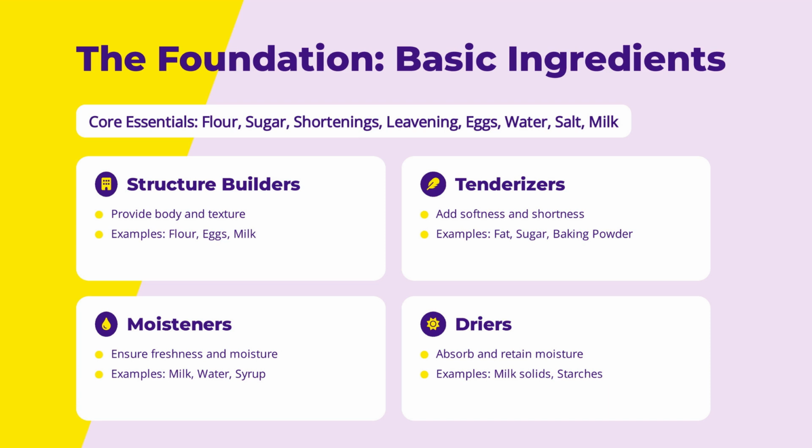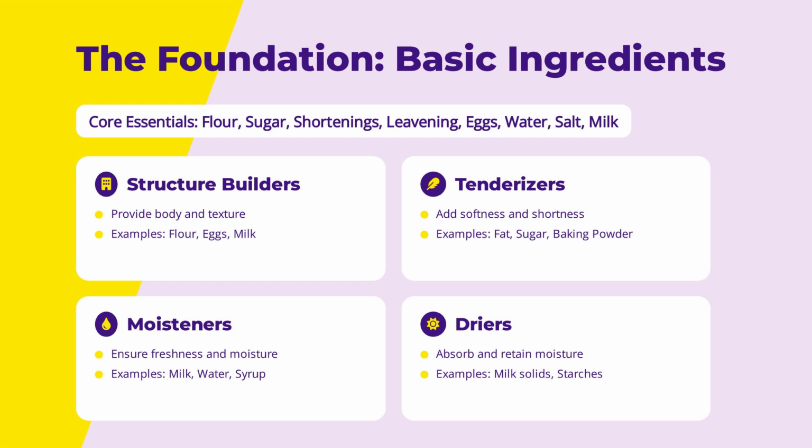The next category is tenderizers. Tenderizers make bakery products softer and more pleasant to eat. Ingredients like fats, sugar, and certain leavening agents reduce toughness and improve tenderness. Another important category is moisteners. Moisteners help retain water within the product, preventing excessive drying and improving freshness. Water, milk, and syrups are common examples.